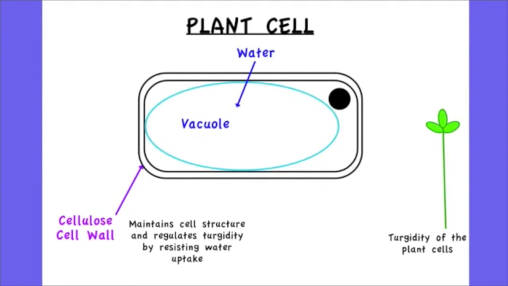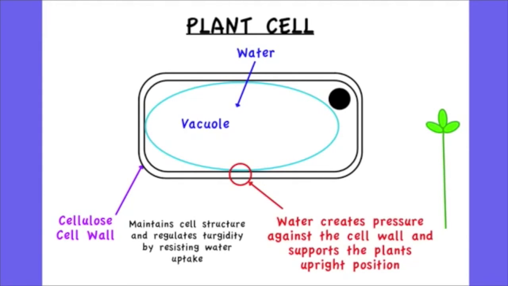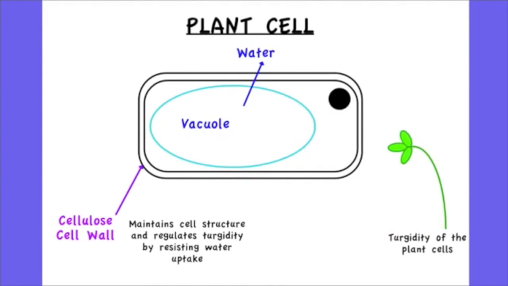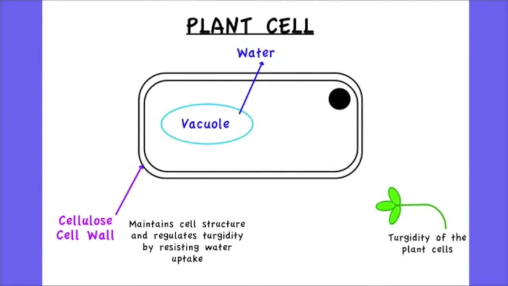However, after the cell has become turgid, the water could possibly leave the cell. If you don't water a plant, for example, then water leaves, and that hydrostatic pressure is decreased. At this point, the vacuole is not pressing against the cell wall, so we refer to this cell as being flaccid, and you can see that the plant at that point begins to wilt.